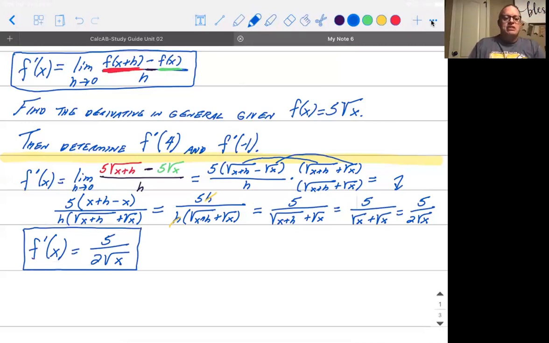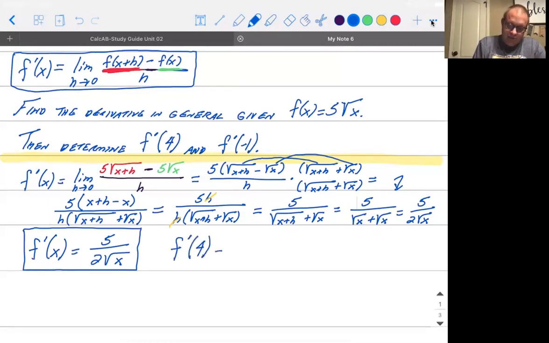So now what I can do with this difference quotient that I just used, I have this formula for the derivative. So what I'm allowed to do then is I'm able to answer the two questions, namely find f prime of 4. So to do that, I can just put 4 in for x. That gives me 5 over 2 times 2, or 5 over 4. Done with that one.